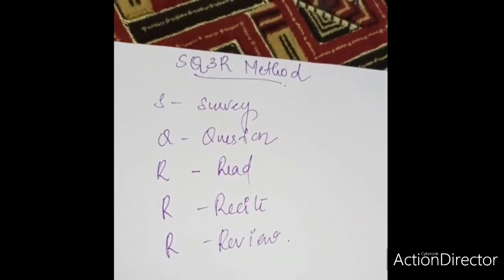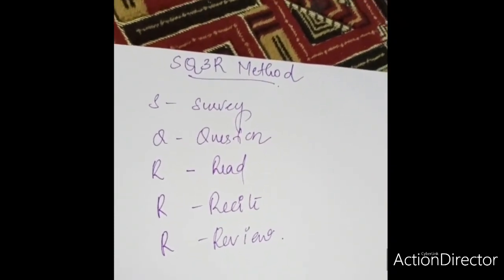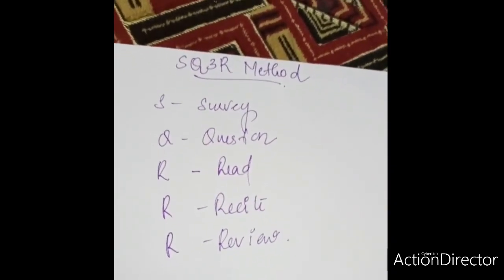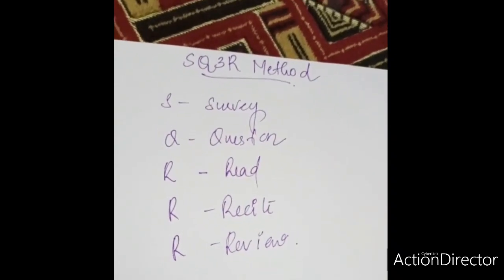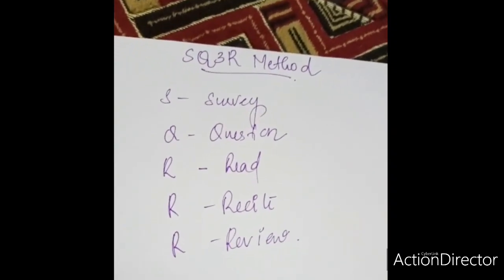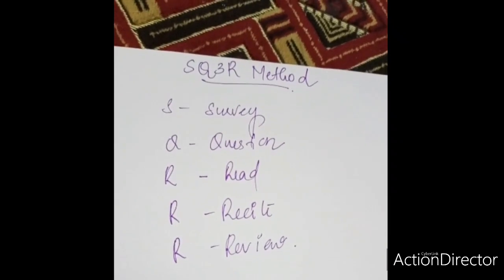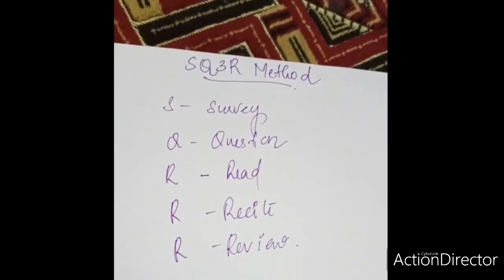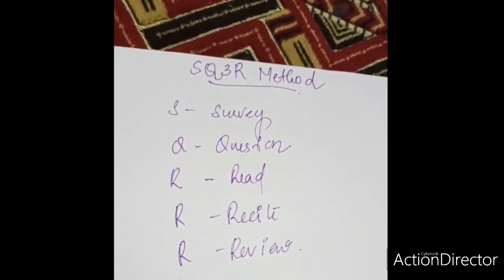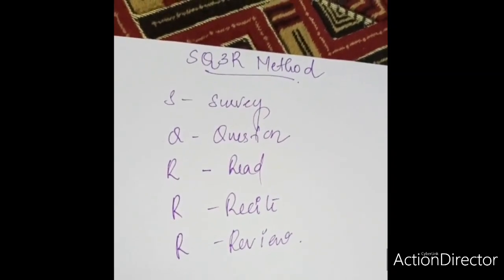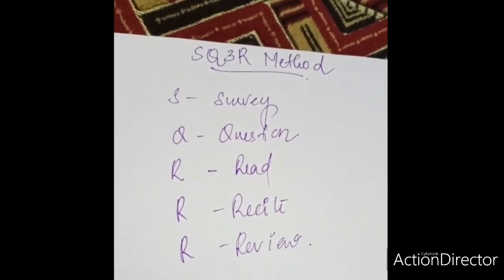Recite. Reciting means repeating loudly. So repeat in your own words what you have read. Ask yourself questions about the text. Explain what you have read to someone else. You can also do this in your imagination. Making a summary in your own words provides extra support. So that is reciting, reading aloud.